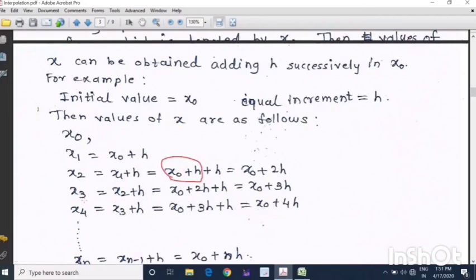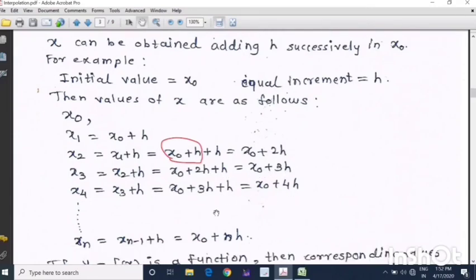Next value is suppose x3. Then what we have to do? Add it in the previous value x2, x2 plus h. Then what is x2? x2 is x0 plus 2h. Just now we have calculated it previously. So x0 plus 2h plus h. So value is x0 plus 3h.